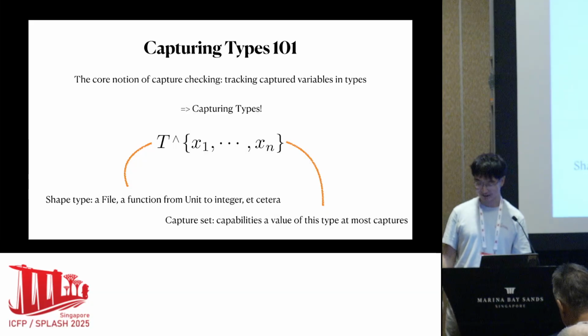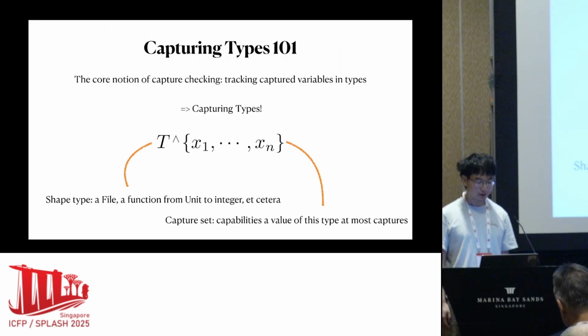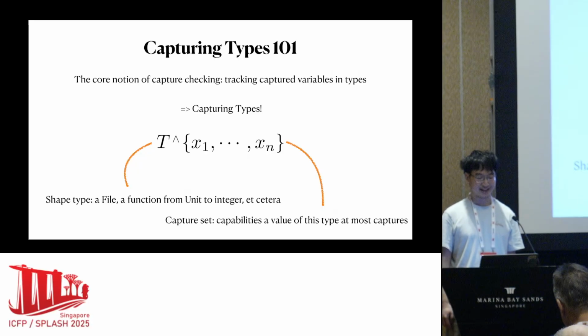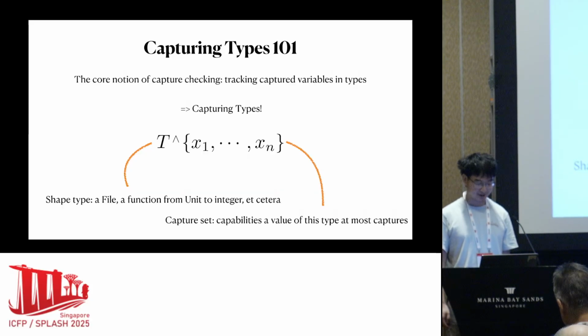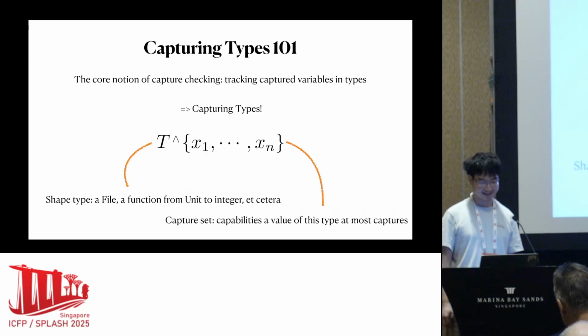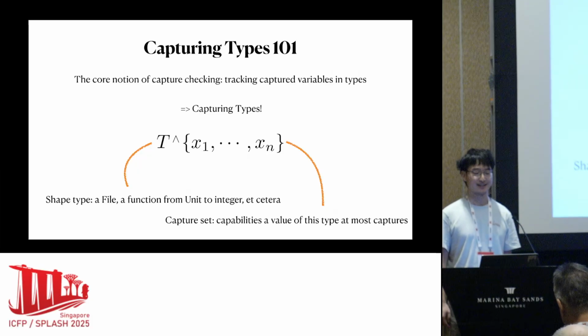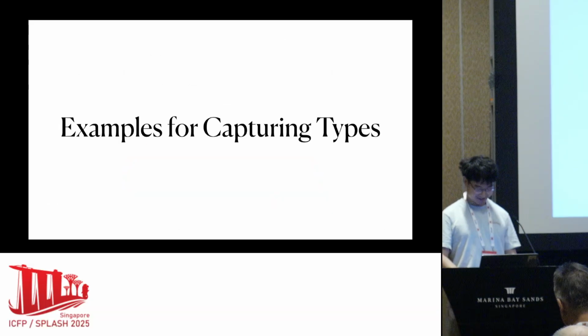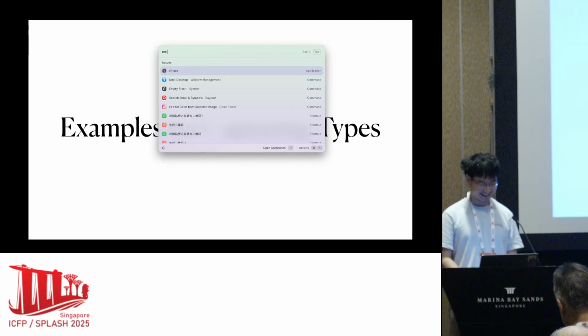So it's a really quick introduction: the core idea of capture checking is to track captured variables in types. And to do that, we augment types with the capture set, as you see here, which is like the capability a value can capture of this type. So we can look at some examples actually.